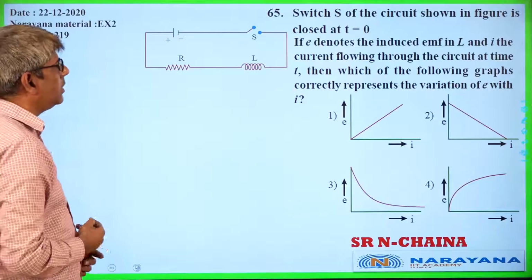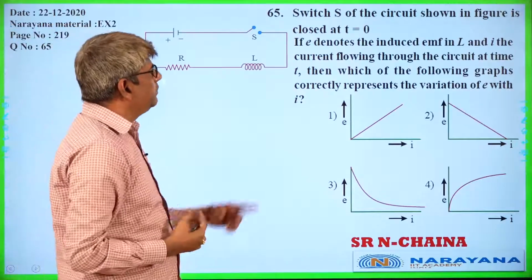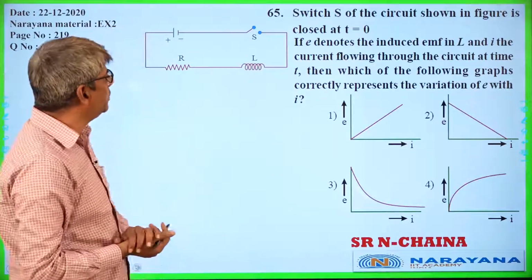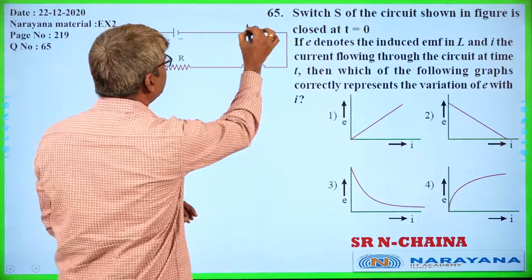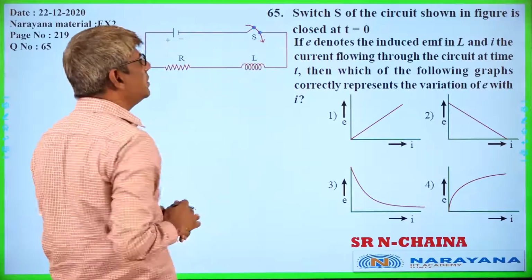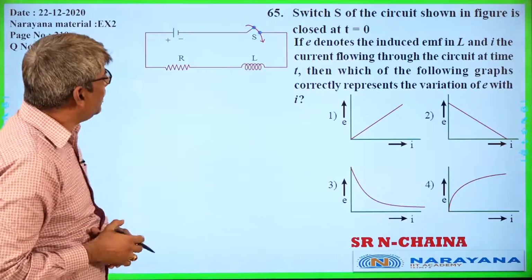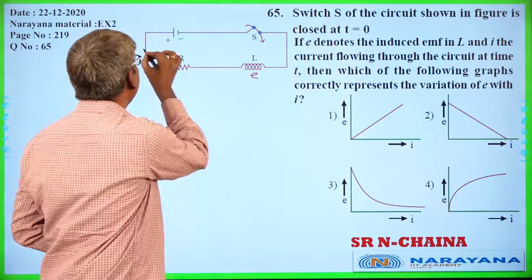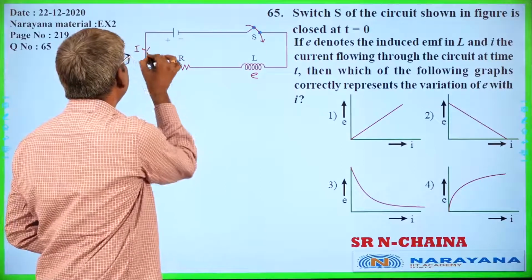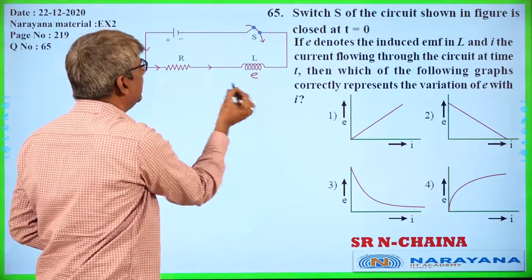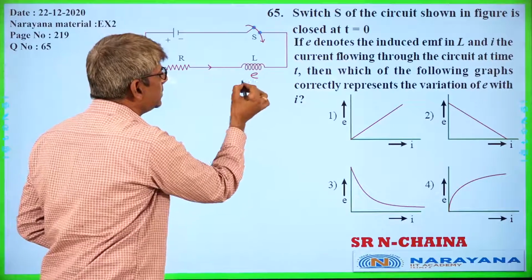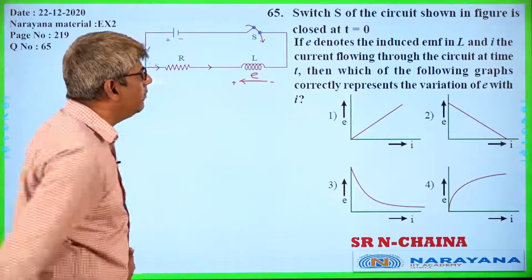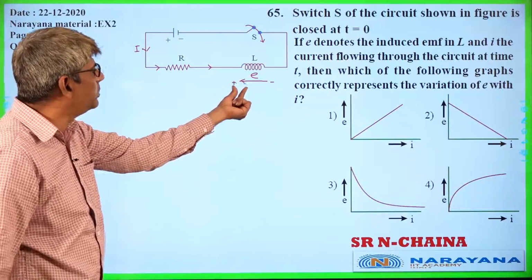Switch S of the circuit shown in the figure is closed at t equal to 0. If small e denotes the induced EMF, whenever the switch is closed, current flows like this. The current direction means the induced EMF direction will be like this, so this is positive and this is negative. We can replace it with a cell of positive and negative like this.